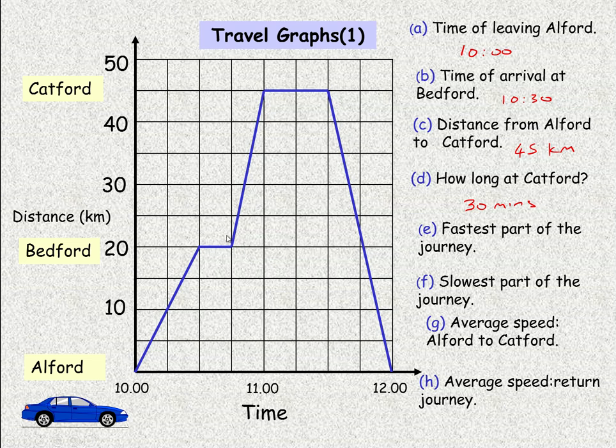Okay, they're just spending time. So it's got to be one of these slopes. So one of these slopes is going to tell us which part of the journey is the fastest. And it's got to be the steepest slope is going to tell us. And when I look at it, the steepest slope is from Bedford to Catford. So that's our fastest part of the journey, Bedford to Catford.